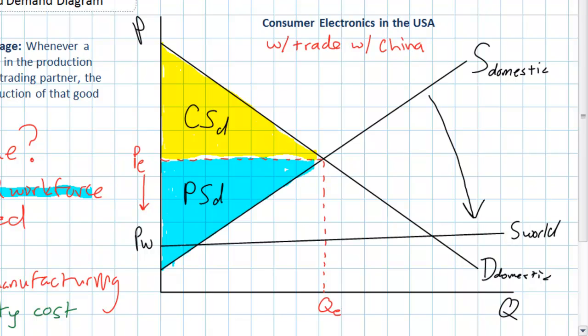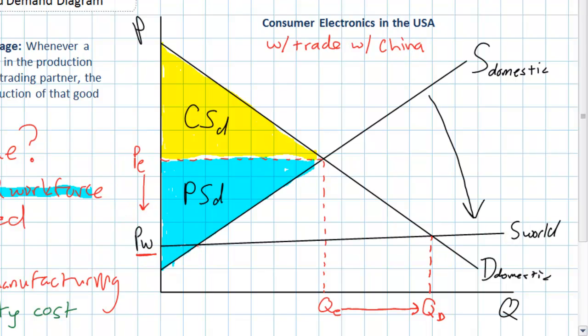Let's determine now the effect that this increased world supply resulting from free trade with China will have on the domestic market for electronics in the United States. The first thing to notice is that there is a dramatic increase in the quantity demanded of consumer electronics. At a price of PW, the domestic quantity demanded will be much greater. More electronics will be bought at a lower price due to free trade. However, what will happen to the domestic quantity supplied? To answer that question, we must look at the relationship between PW and the domestic supply.